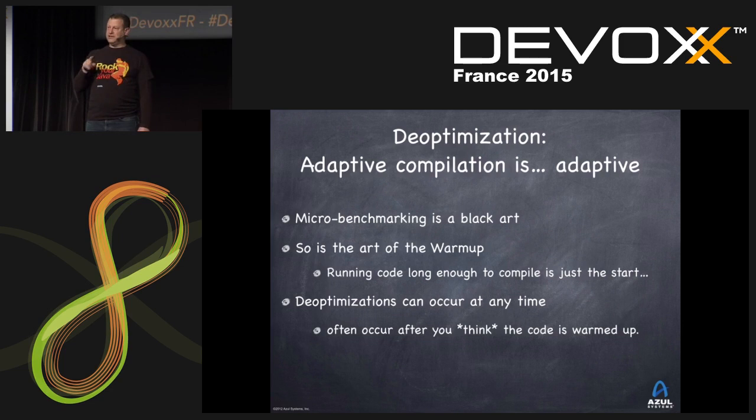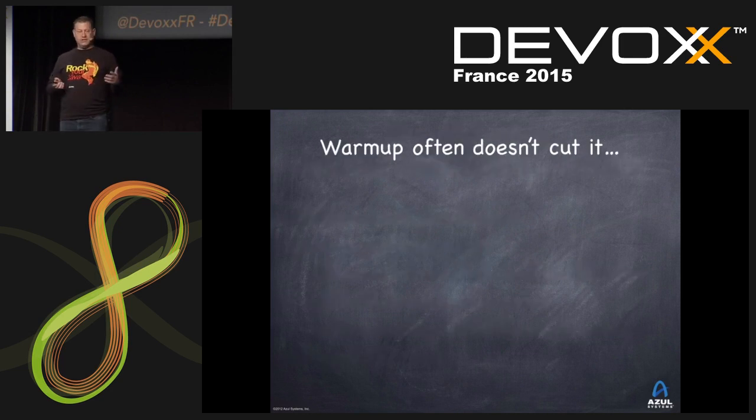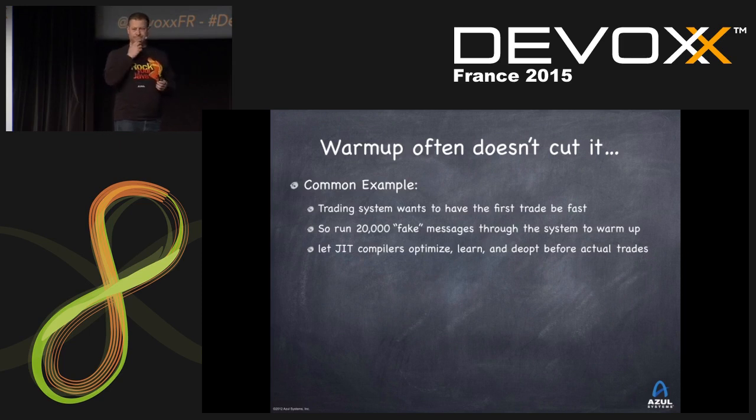So it's not enough to let it run enough. You need to run through the right enough. And the right enough is something you don't necessarily know about. So there are lots and lots of causes. I gave you a few examples. But a common example of doing this would be a trading system. The market is about to open. I don't want to run interpreted through an open market. So let's warm the system up.